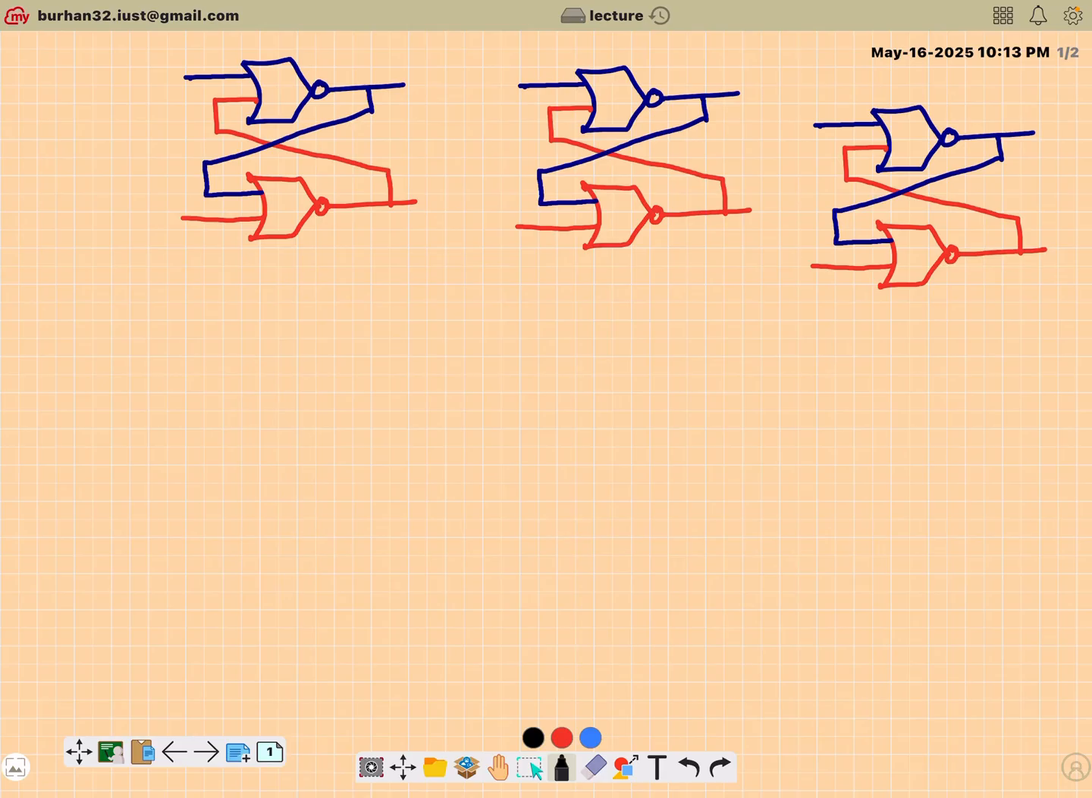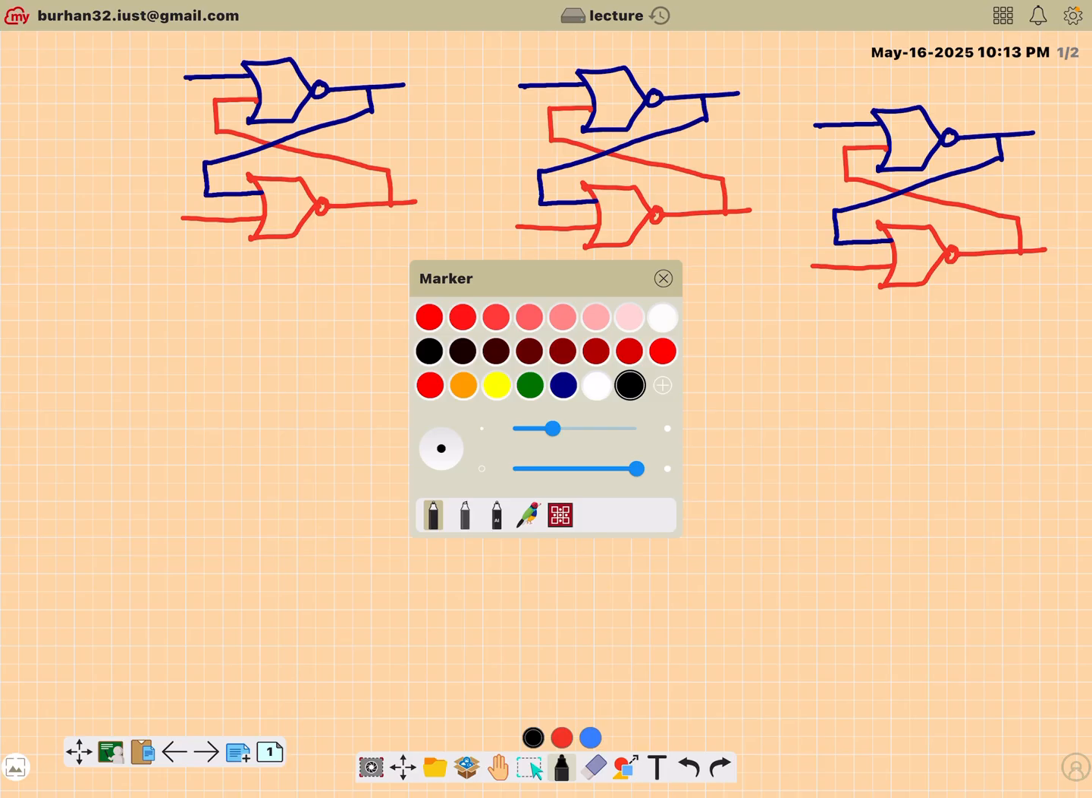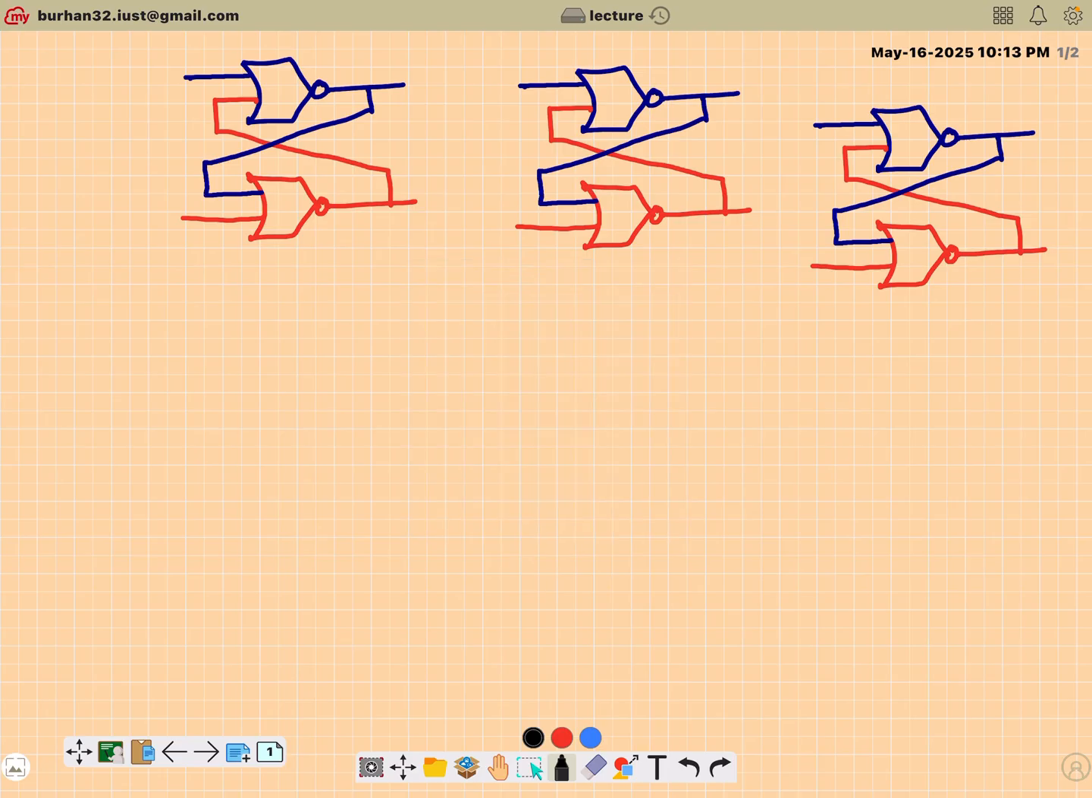So we have covered all the combinations for a basic SR latch except for one, and that combination is when both the inputs S is equal to 1 and R is equal to 1. So let's see what happens now for this particular combination. S here is 1, then reset is also equal to 1.